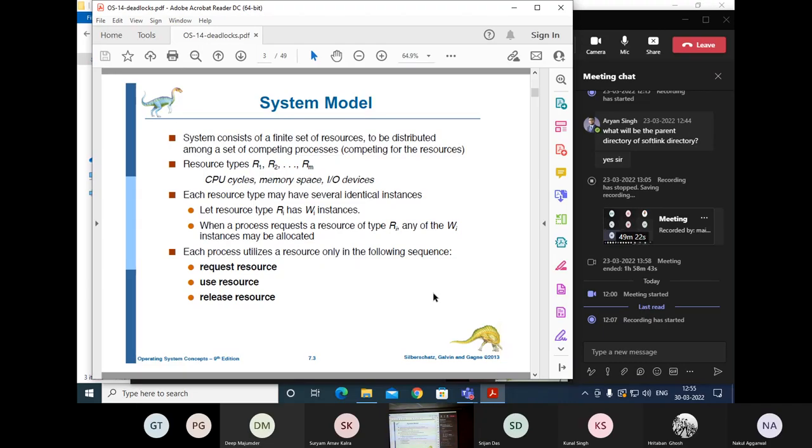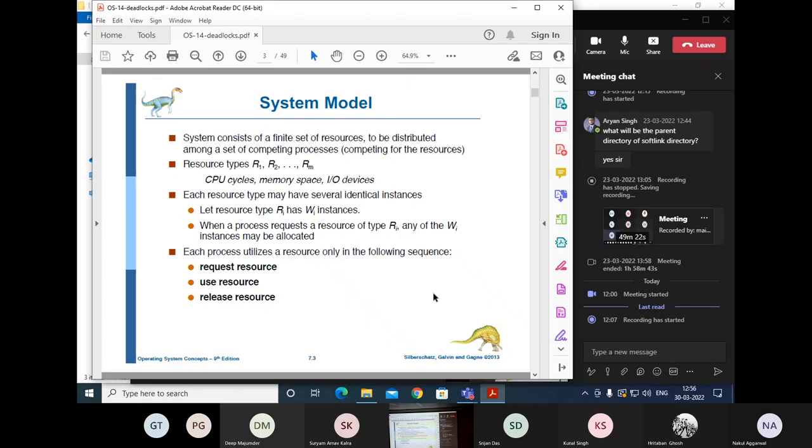So what kind of resources are we talking about? Say CPU cycles, memory space, IO devices, and so on. Most of the examples will use IO devices, but there can be different types of resources. Essentially the system has a finite set of these resources and the processes will compete against each other for these resources. One assumption we make is that each resource type may have several identical instances. Say resource type i has Wi instances. Some resource types may have just one instance, or other resource types may have multiple instances.